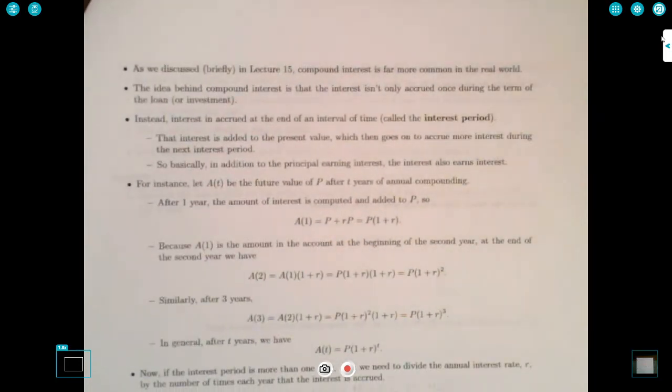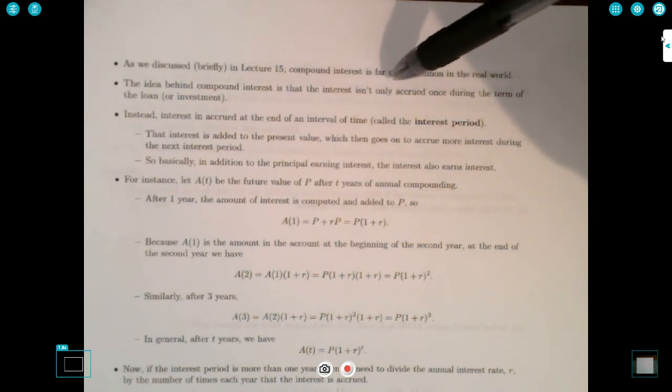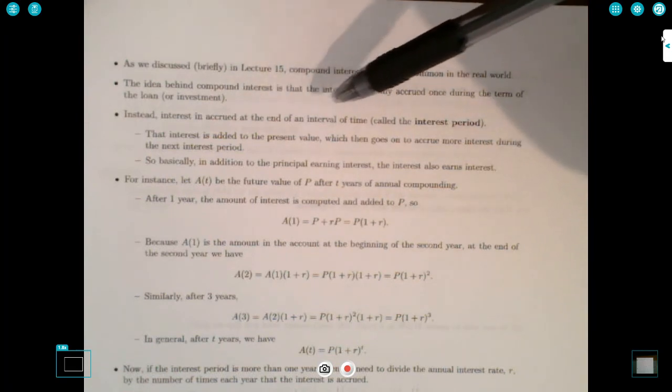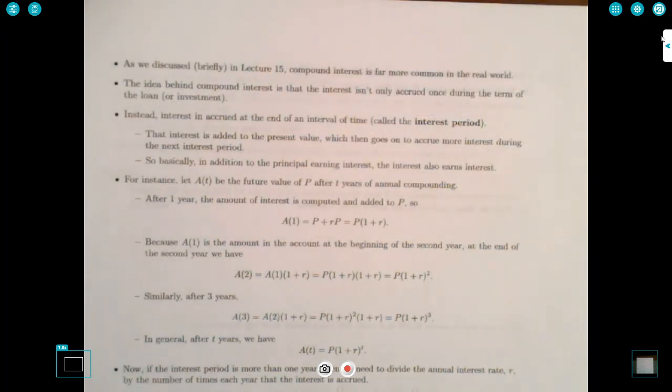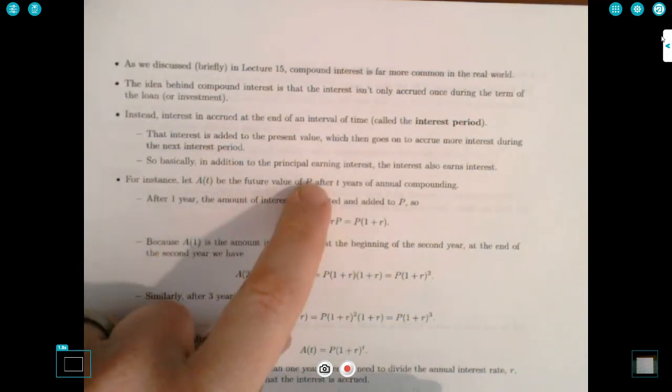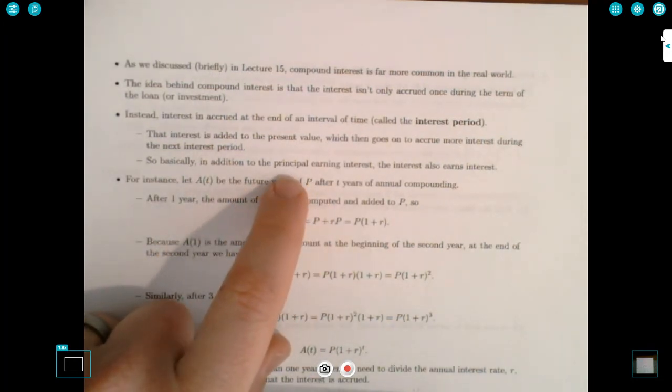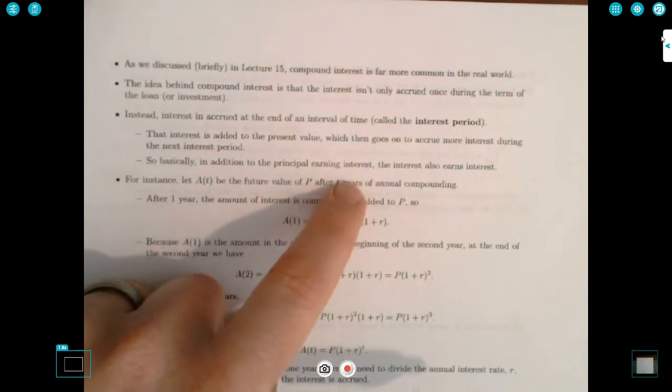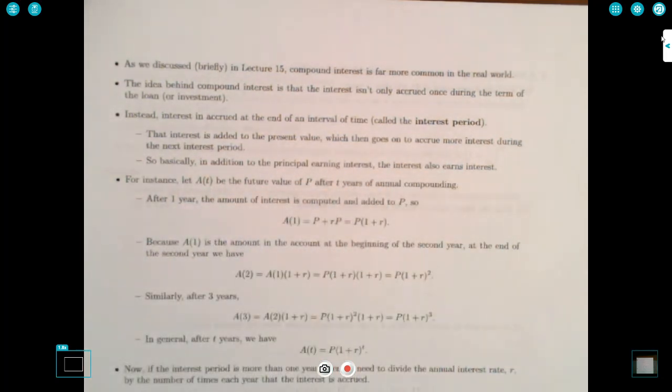So that's simple interest. Now, we discussed back in lecture 15, kind of briefly, that compound interest is far more common in the real world than simple interest is. The idea behind compound interest is that the interest isn't only accrued once during the term of the loan. Instead, interest is accrued at the end of an interval of time called the interest period. That interest is added to the present value, which then goes on to accrue more interest during the next interest period. So basically, in addition to the principal amount, the initial amount of money you invested, earning interest, the interest also earns interest.